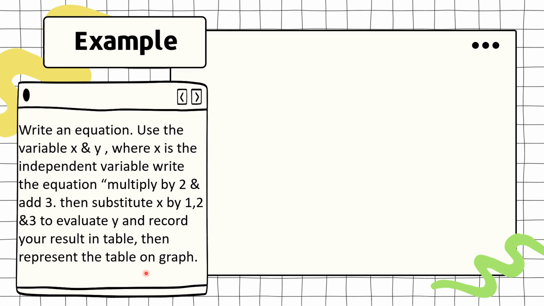Please don't underestimate doing steps. Don't underestimate writing whatever you are doing. These are marks you are giving away if you don't write it. Okay, let's start answering. Solution.